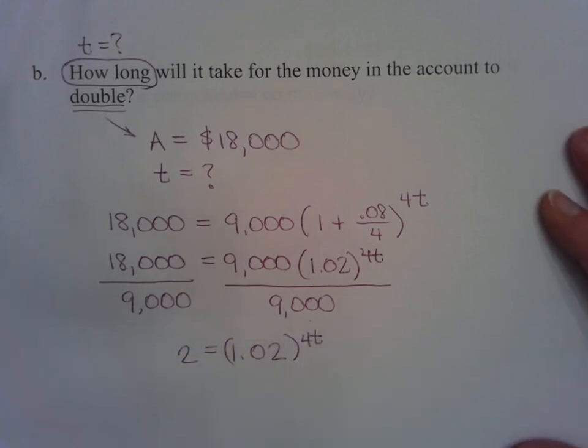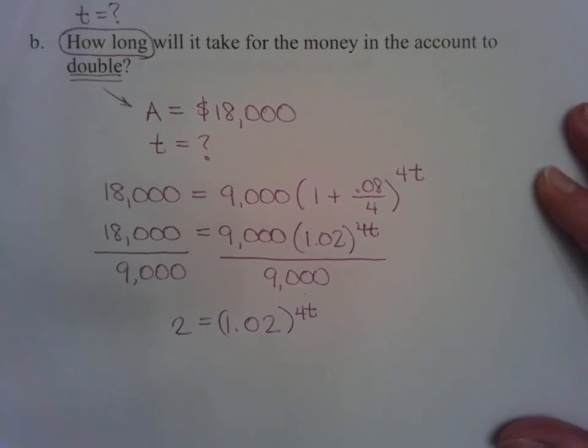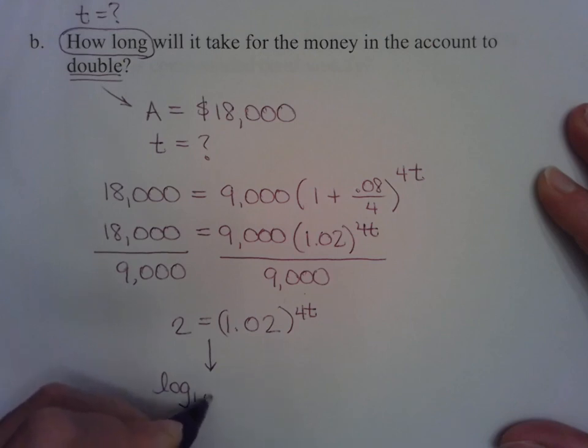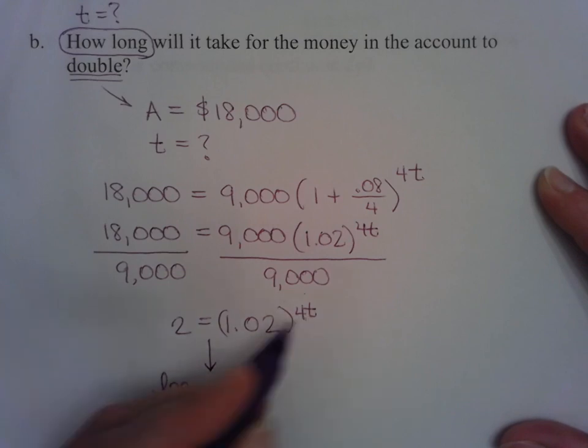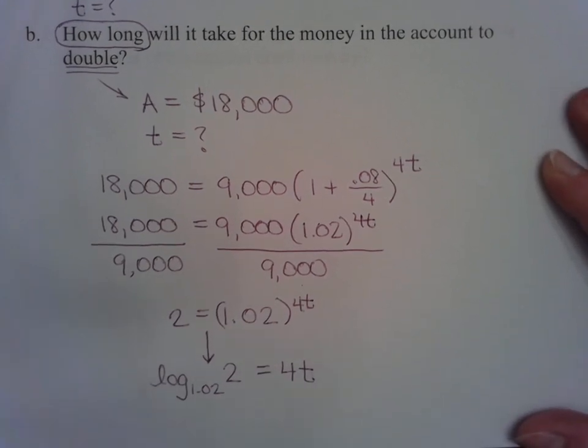And then I need to use a logarithm at this point. We've talked about a couple options. You can either convert this into a logarithm, or you can apply a logarithm to both sides. Whatever your choice is, it's fine. For this one, I'm going to convert it to a logarithm. So 1.02 is my base, and the log of 2 must be equal to the exponent, which is 4t. So once I get the value for this logarithm, I'm going to take it and divide by 4.